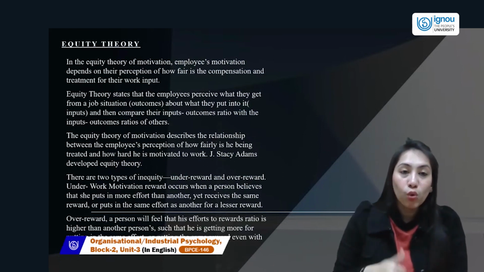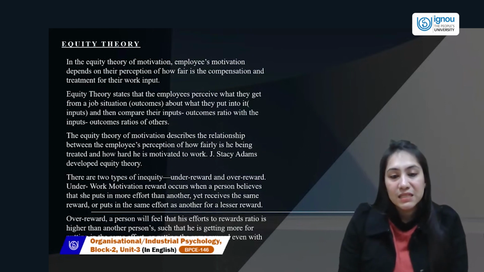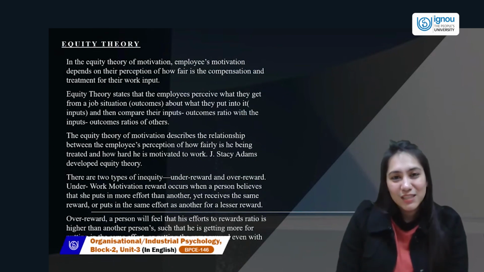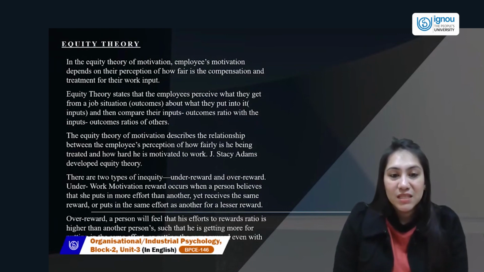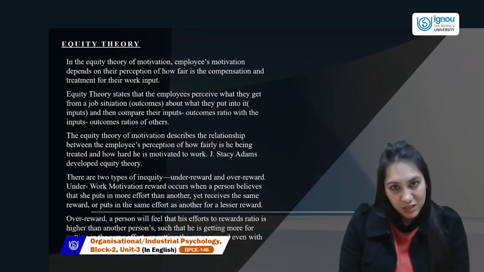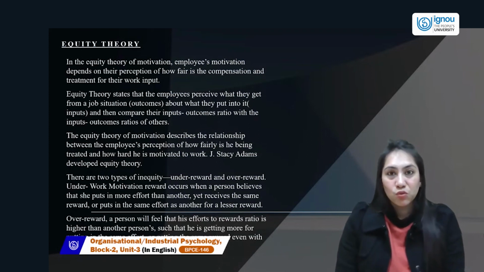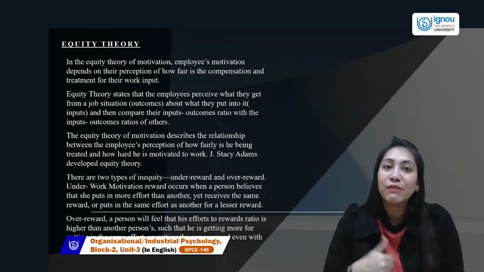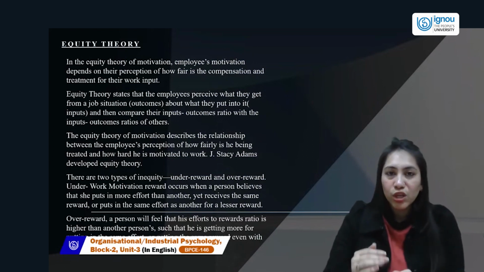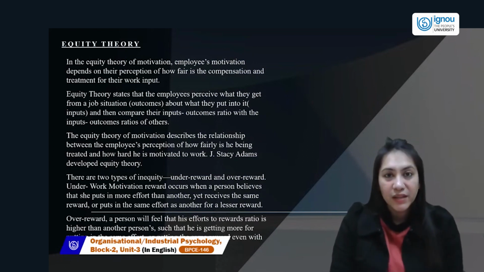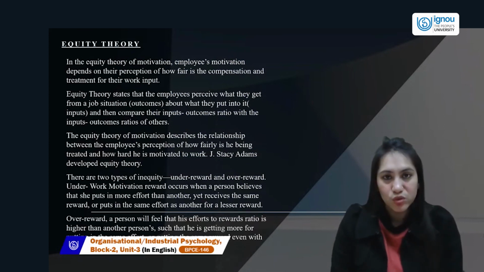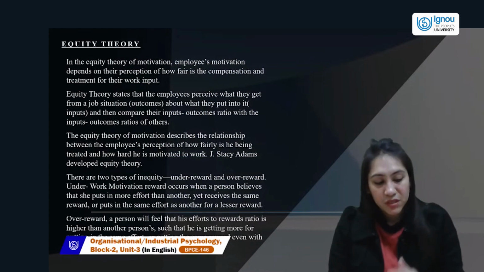Then we speak about over reward. A person will feel that his effort-to-reward ratio is higher in comparison to the other person. That's like a happy situation, when you feel that the person is getting more for the effort he's putting in in comparison to other people. At the same time, it could be an individual comparison, that I'm getting more reward in relationship to the efforts that I'm putting in. So we are comparing in both over reward and under reward, one in comparison to other people, and one in comparison to yourself, comparing your own efforts with them.